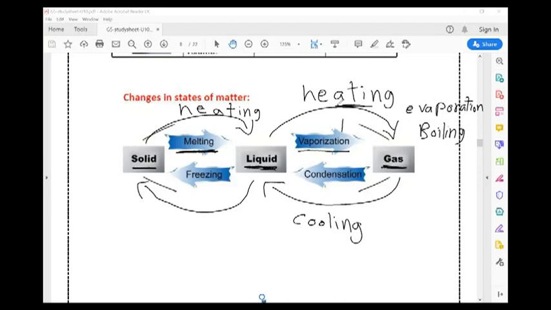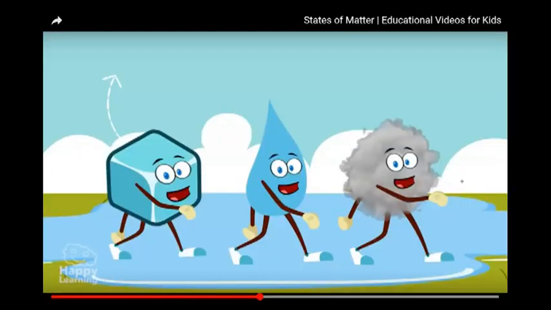Decreasing the temperature is called cooling, increasing the temperature is called heating. What about the change of matter from liquid state to solid state? The change from liquid to solid is called freezing, and this happens by cooling the object more. Let's look at this video that explains the changes between the three states of matter.